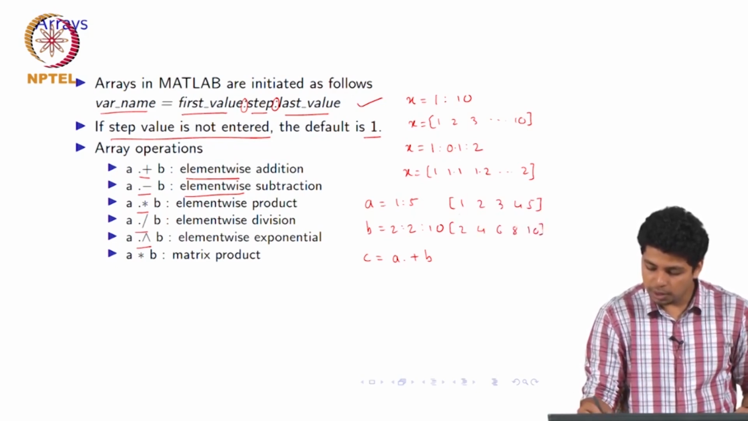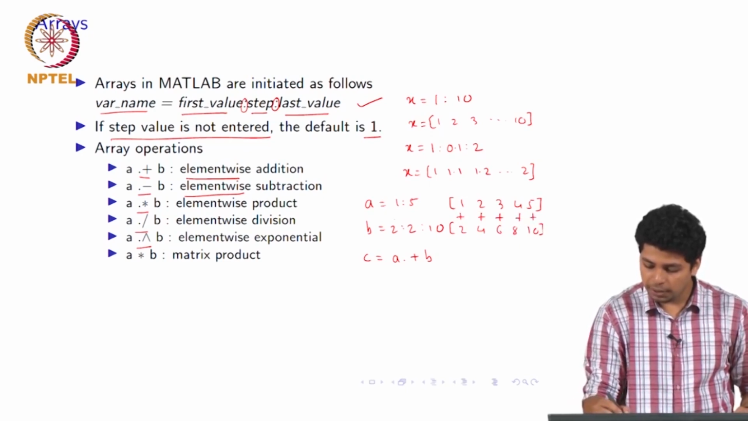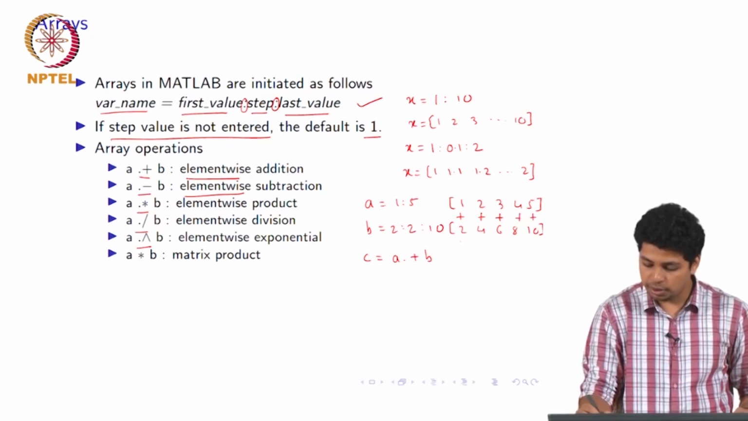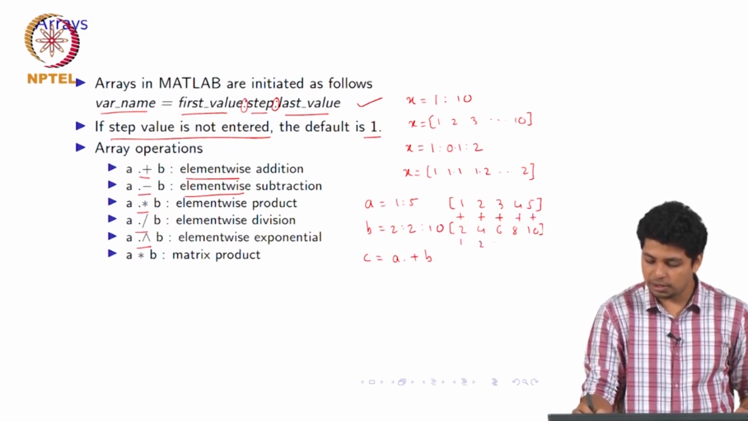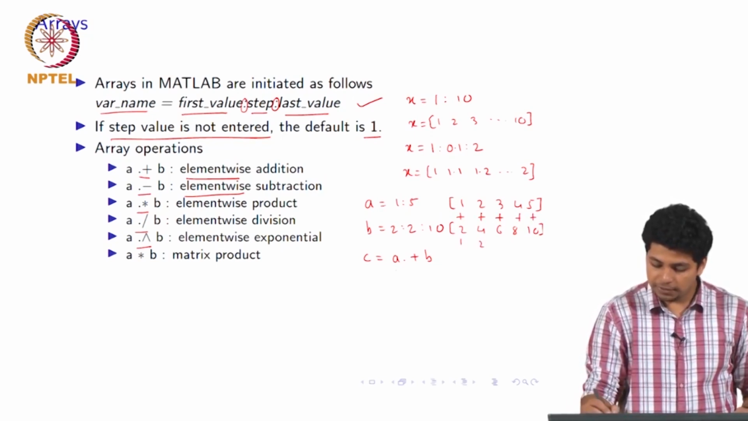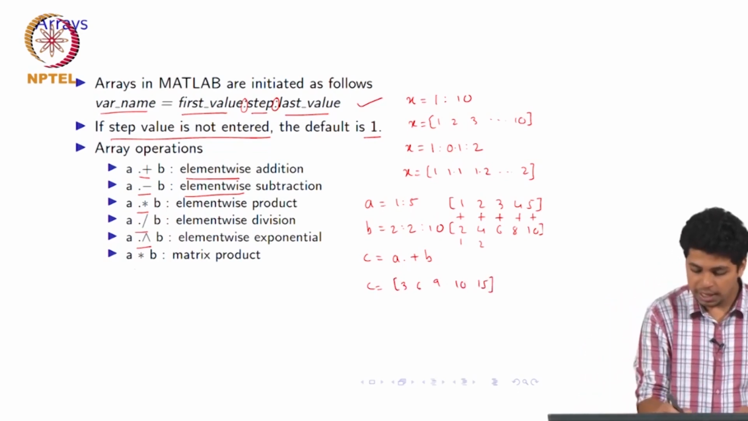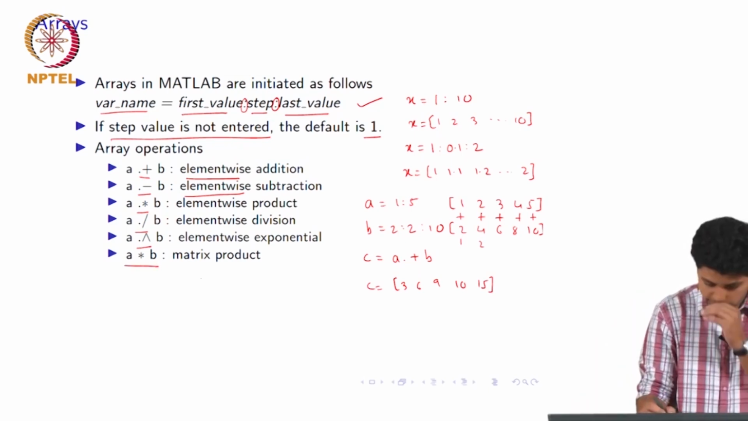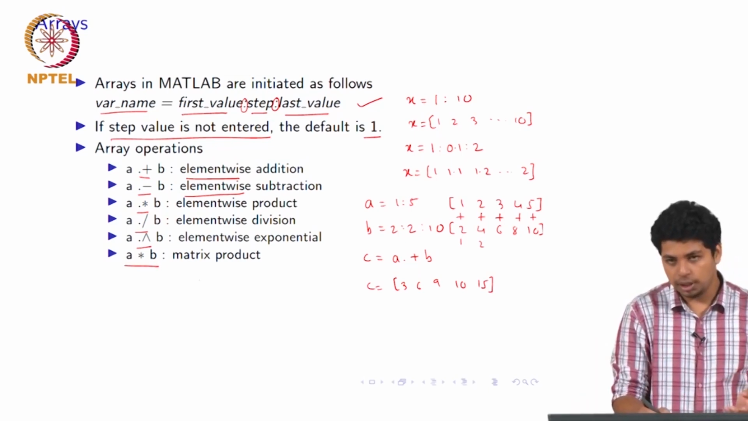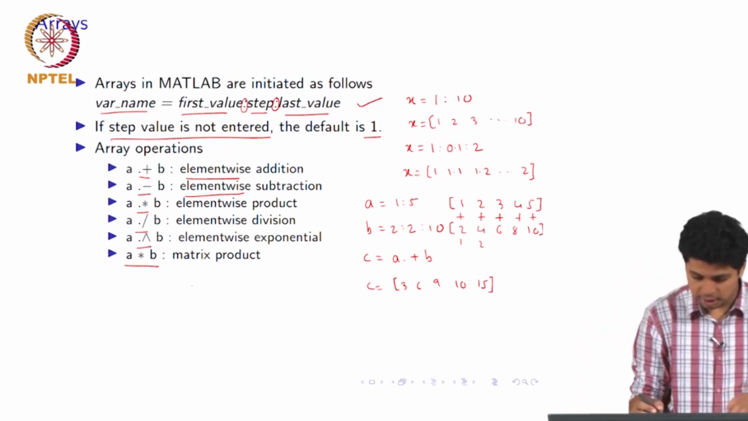So what dot plus will do is it will just add individual elements of a and b according to their index. The first index values will be added, the second index will be added and so on, and then finally c will store these values 3, 6, 9, 12 and 15. So that's what element wise means. And if we just put a into b, it will evaluate the matrix product. Now we all know how matrix products are evaluated.